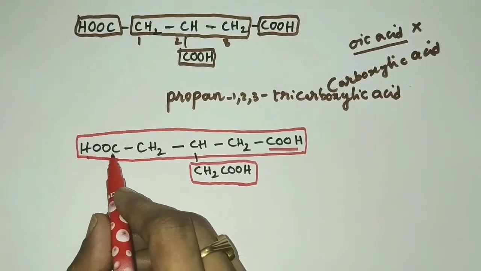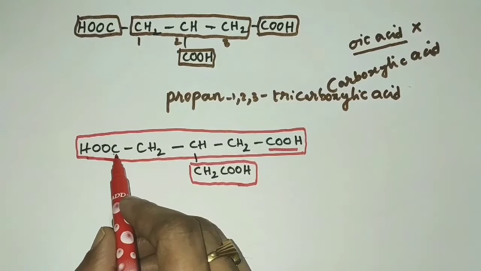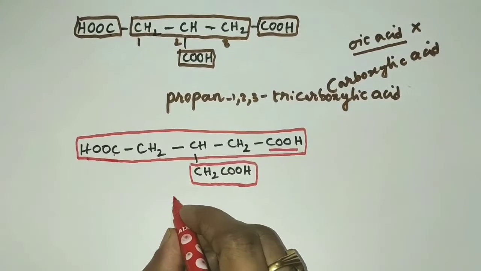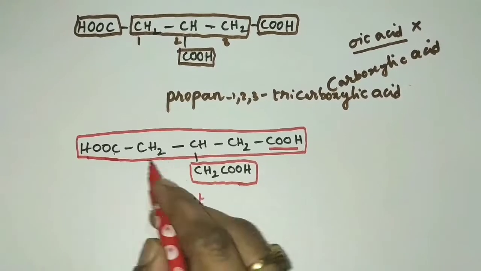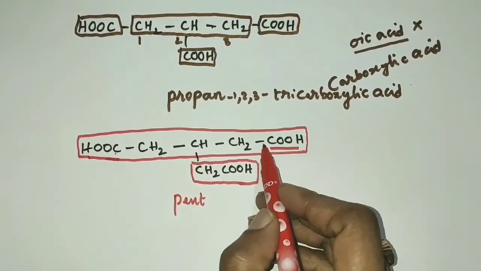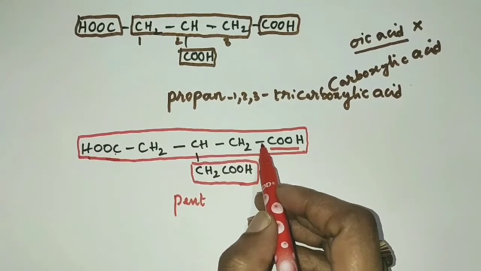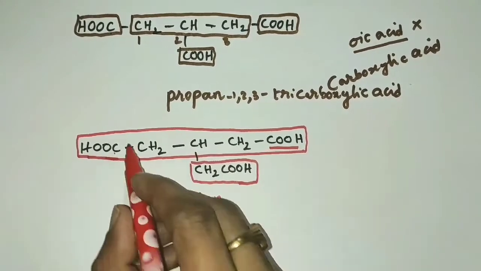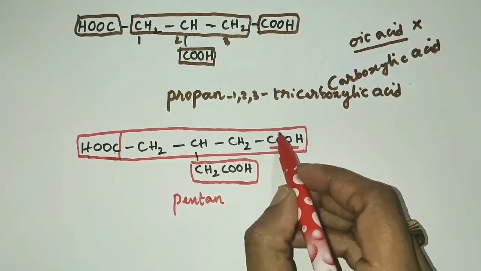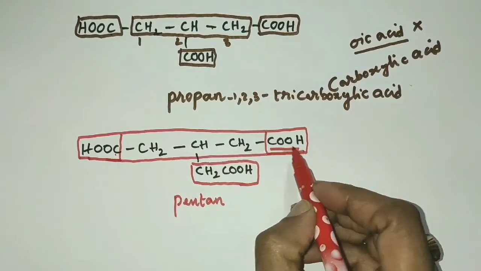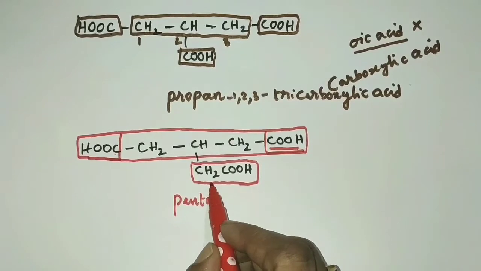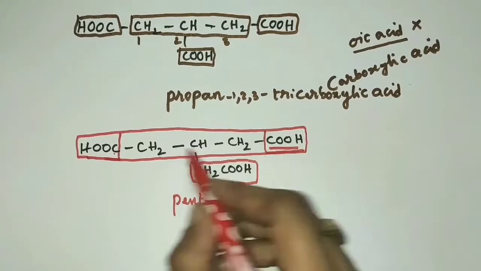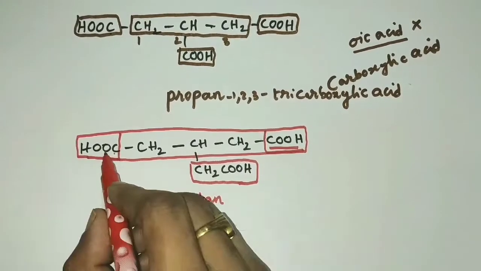There are 5 carbon atoms in the longest carbon chain, 1, 2, 3, 4, 5. So the root word is pent, and all carbon-carbon bonds in the longest carbon chain are single bonds, so saturated. That's why the primary suffix is ane, and the functional groups are COOH groups, and this is not a COOH group, this is a CH2COOH group. So we can't give the same priority for all these 3 functional groups. These 2 functional groups are the same, this is different.